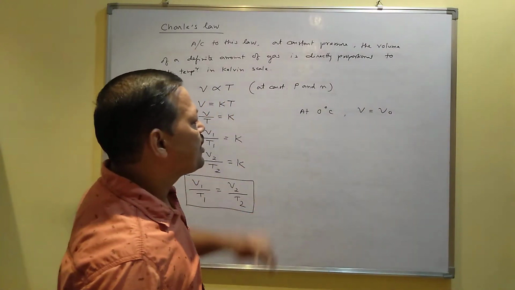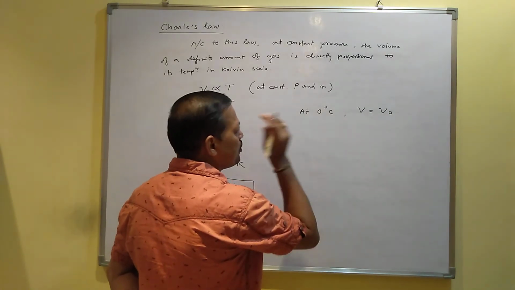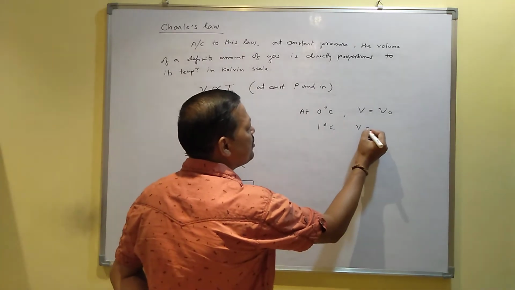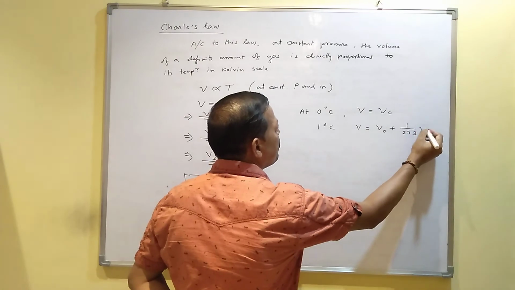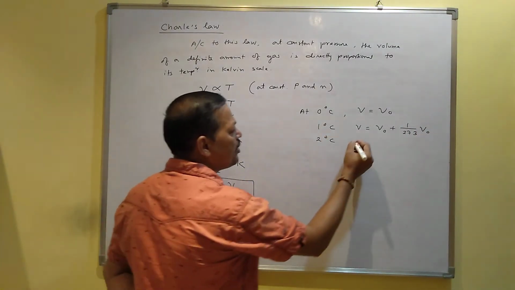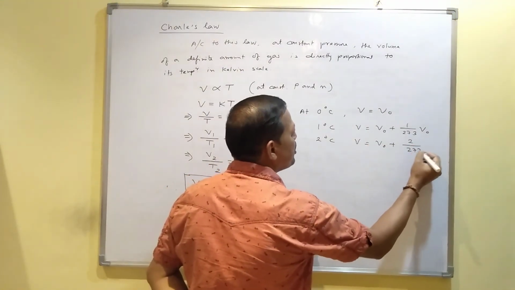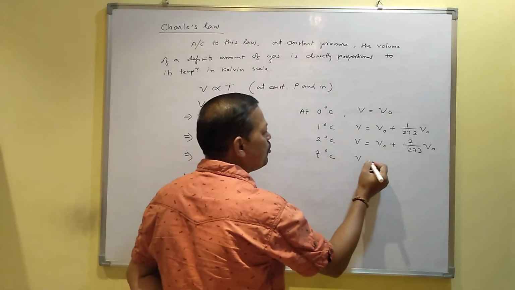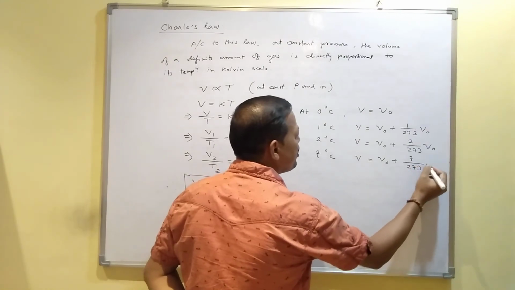At 0 degrees Celsius, the volume V is equal to V naught. At 1 degree Celsius, when you increase the temperature, V is equal to V naught plus 1 by 273 of V naught. At 2 degrees Celsius, again you increase 1 degree, the volume is V naught plus 2 by 273 of V naught. At t degrees Celsius, V is equal to V naught plus t by 273 of V naught.